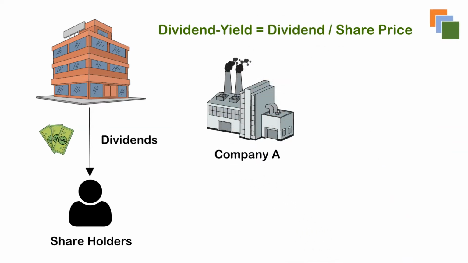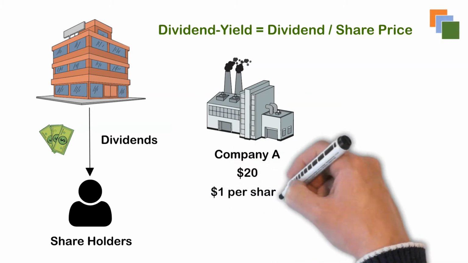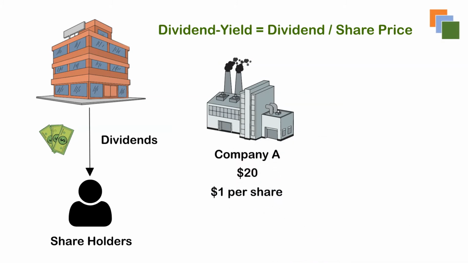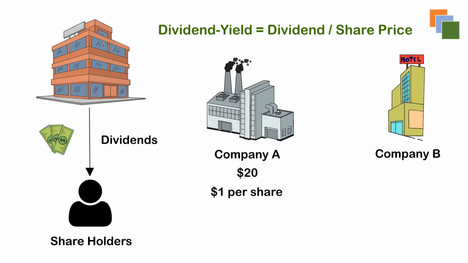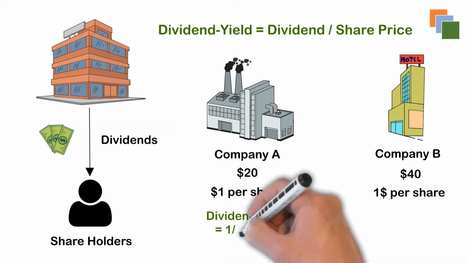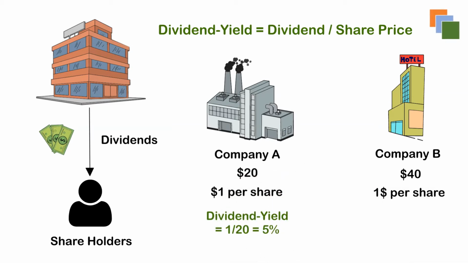Consider company A stock is trading at $20 and pays annual dividends of $1 per share to its shareholders, and company B stock is trading at $40 and also pays an annual dividend of $1 per share. This means company A's dividend yield is 5%, while company B's dividend yield is only 2.5%.